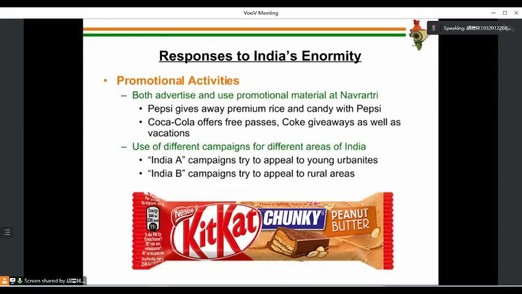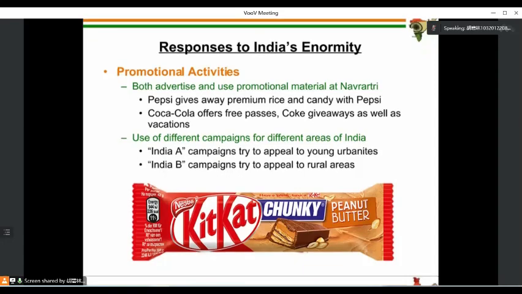And then different areas of India have different kinds of campaigns. Okay, like for example, in area A, their campaign tries to appeal to young urbanites, and the campaign in area B will try to appeal to rural areas. So the cities and the countryside might have different campaigns because their buying power can be very different.